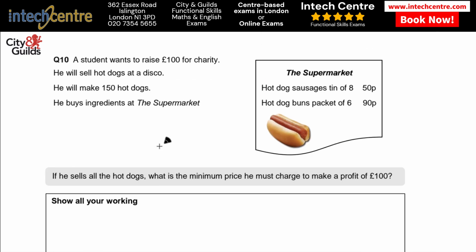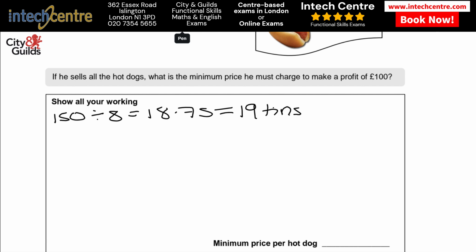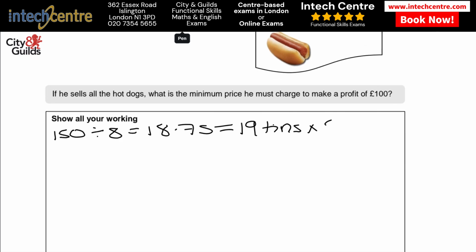So to make 150 hot dogs, and each tin has 8 hot dogs, we're going to divide 150 hot dogs by 8 just to see how many tins he needs. So for the tins, 150 divided by 8 means that we need 18.75 tins. We can't buy 0.75 of a tin, so he needs to buy 19 tins. The tins cost 50p each, so if we times 19 by 0.50 pounds, this is equivalent to £9.50 for the hot dogs themselves.